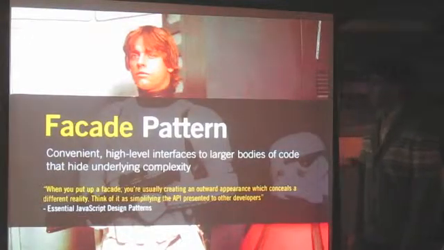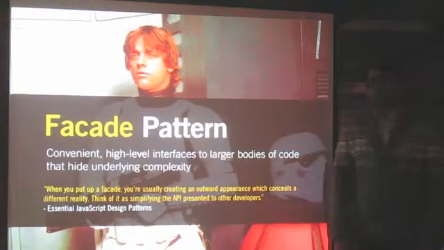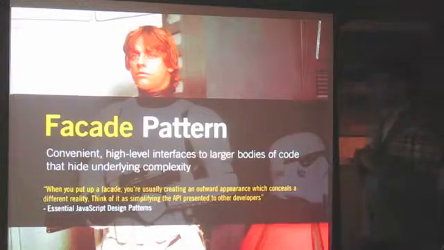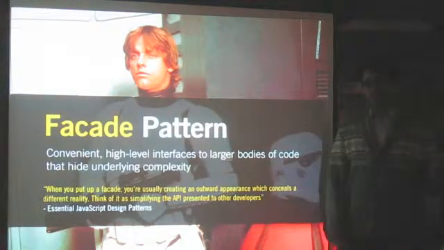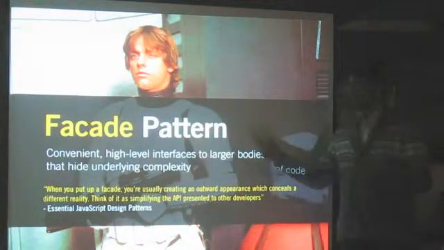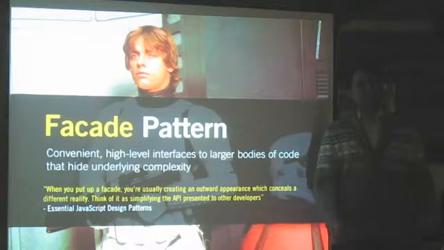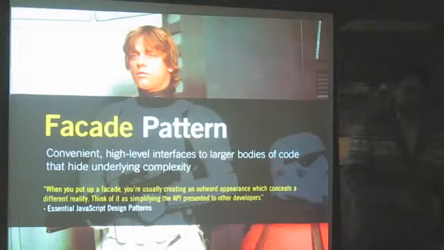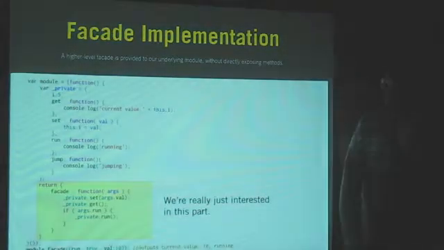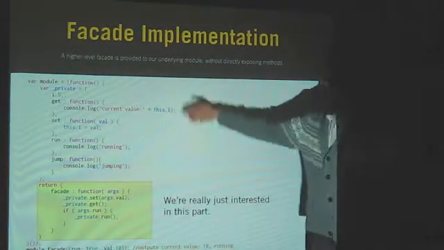Okay, so the facade pattern is all about the idea of providing a convenient high-level interface to a larger body of code. And the reason it's called a facade is that we want to hide the complexity behind whatever it is that we're writing. So I know you're not going to be able to necessarily see this, so let's zoom in a minute. So this is the private part.